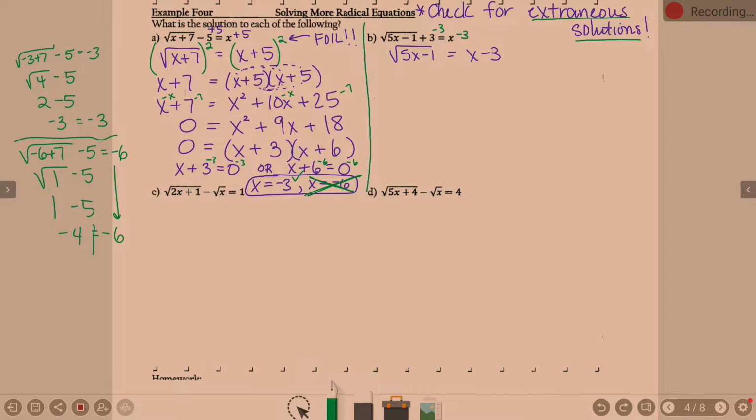Got a square root here. How do I deal with the square root of 5x minus 1? In order to get rid of a square root, we're going to square it. If I square the left, we're going to square the right. What is the square root of 5x minus 1 squared? When you square a square root, you just get whatever's under the radical. What is x minus 3 squared?